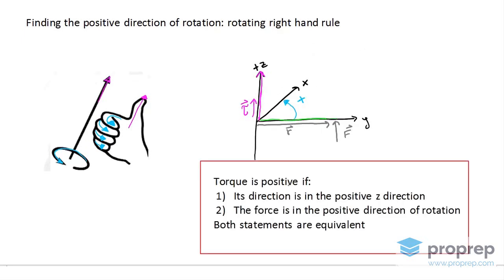So I wrote down that the torque is positive if its direction is in the positive z direction, or the force is in the positive direction of rotation, and that both statements are equivalent. They both mean the same thing.